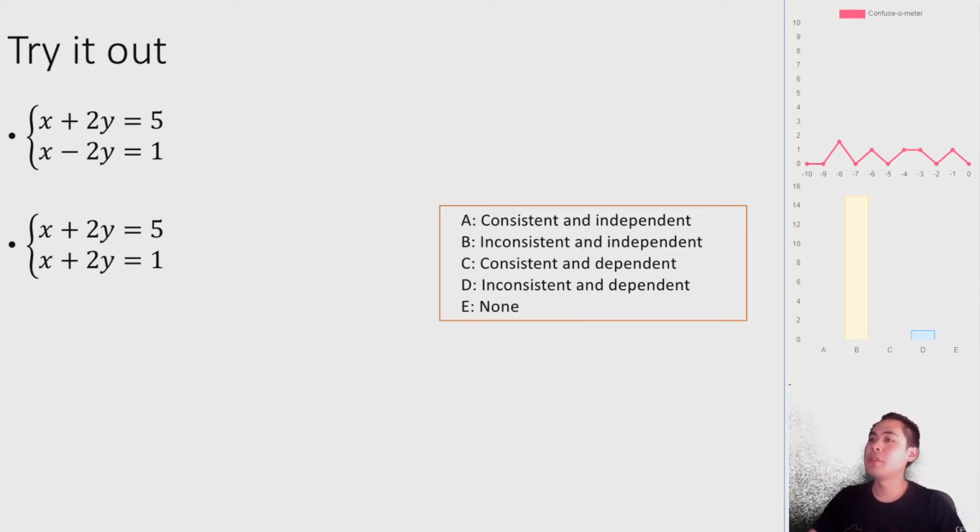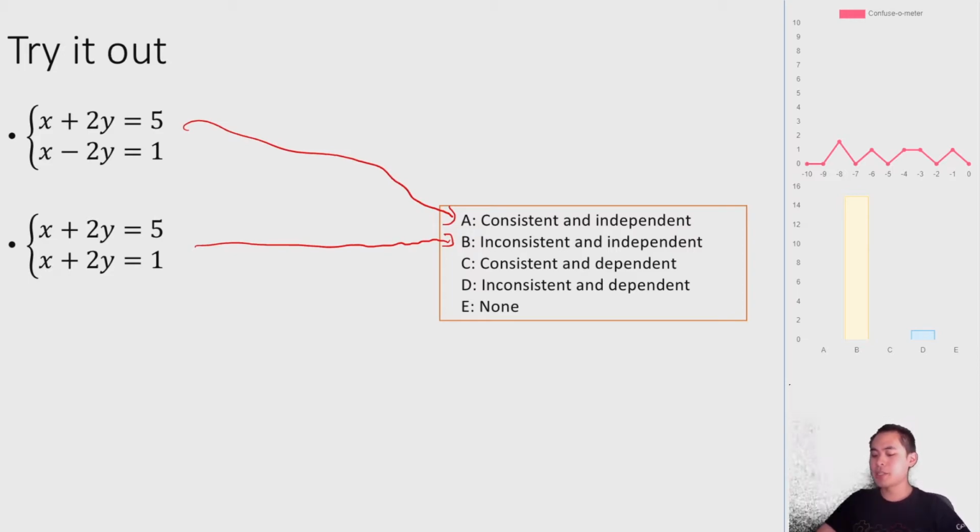Okay, yeah, so that's correct. This is inconsistent and independent. So this one here was A, this one here is B. And the reason for this is because no matter what, x plus 2y can't simultaneously be equal to 1 and 5. But at the same time, you can't multiply one of the equations and get the other one. Note that there are other ways you can be dependent instead of just multiplying, but with two equations, that's the only way you can be dependent.